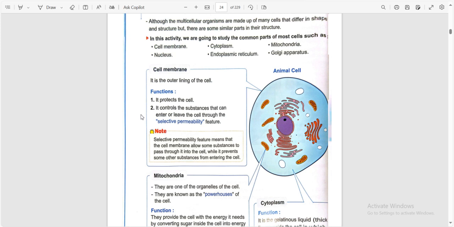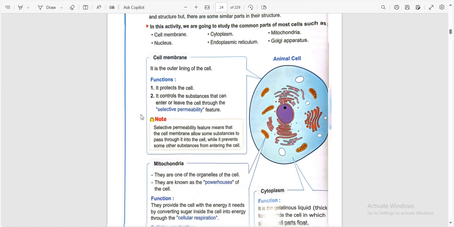Now, what do we mean by selective permeability? It's a feature that allows substances to pass into and out of the cell according to the cell needs. So if the cell needs more water, selective permeability allows the cell to get water through the cell membrane. If it has an excess of water, it lets water out. It lets the waste material out, for example.